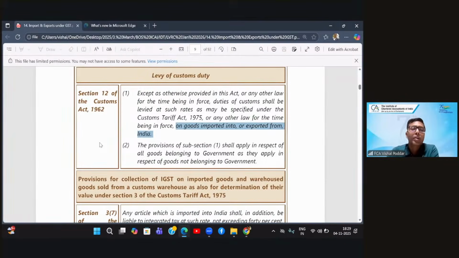So let us say your custom warehouse is falling in Chennai. So what you can do is you can ask your CHA to get the goods cleared from the Bombay port, but not cleared for home consumption.